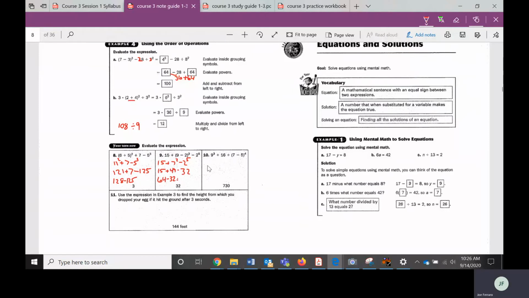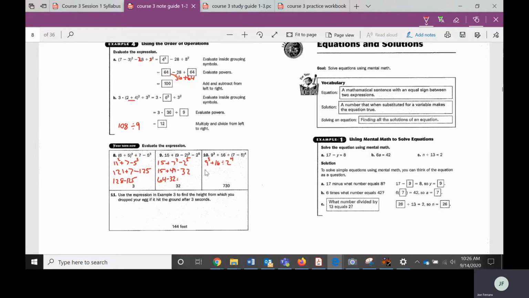All right, last one until we get to a word problem. We could do this 9 to the third right now, but let's do the parentheses first, copy everything else down, and then we'll do all the powers in the next step. So here we get 7 minus 5 is 2. We get 2 to the 4th.